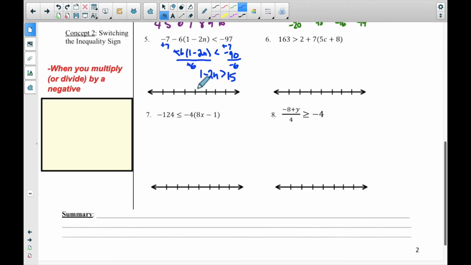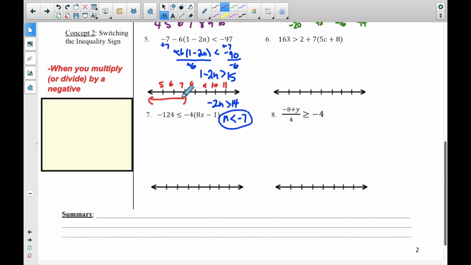And so now I can subtract that 1, and now I have to divide by another negative. If I divide by this negative now, I then have to switch my sign again. And so I get n is less than negative 7 as my answer. Now, if we had done it the other way, maybe we wouldn't have had as much switching going on. But because we did it this way, we had to switch it here, and then we have to switch it again because we divide by negative 2. So we get n is less than negative 7.